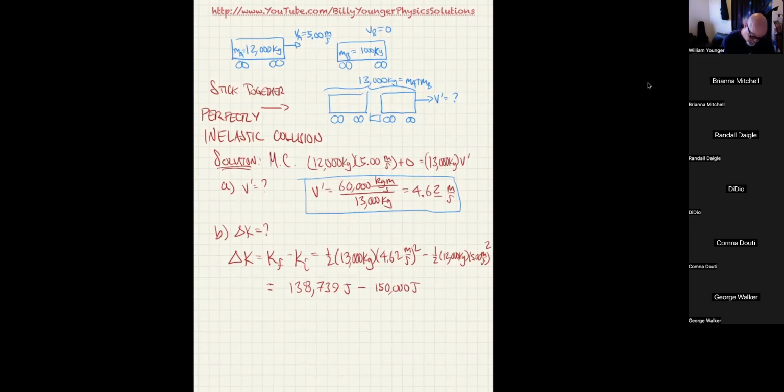When I subtract those two, I get negative 11.3 times 10 to the third joules is the change in kinetic energy. Okay. As you can tell, I just used conservation of momentum, but that alone told us kinetic energy was not conserved. In fact, kinetic energy was very much lost. And that's normally the scenario. You're going to lose some kinetic energy in a collision. Any questions on that problem?